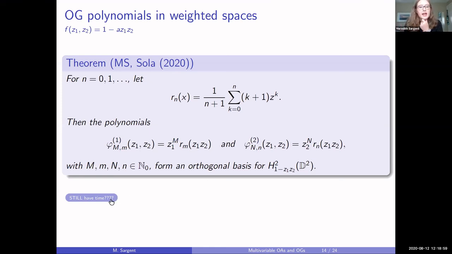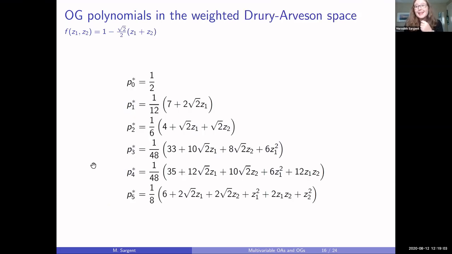So now, I still have time, let's look at another example. Instead of thinking about the Hardy space, we're going to think about the Drury-Arveson space on the ball. You can do this again in more generality. We can look at a scale of Drury-Arveson spaces. But for now, we're just going to look at the Drury-Arveson space.